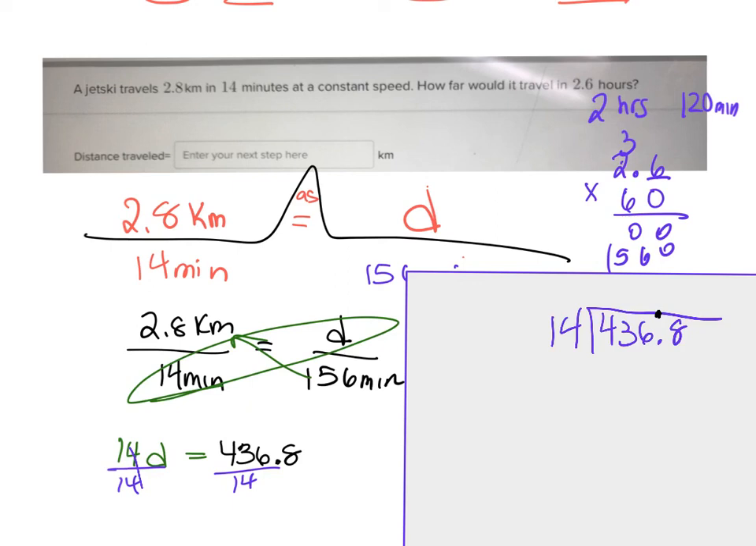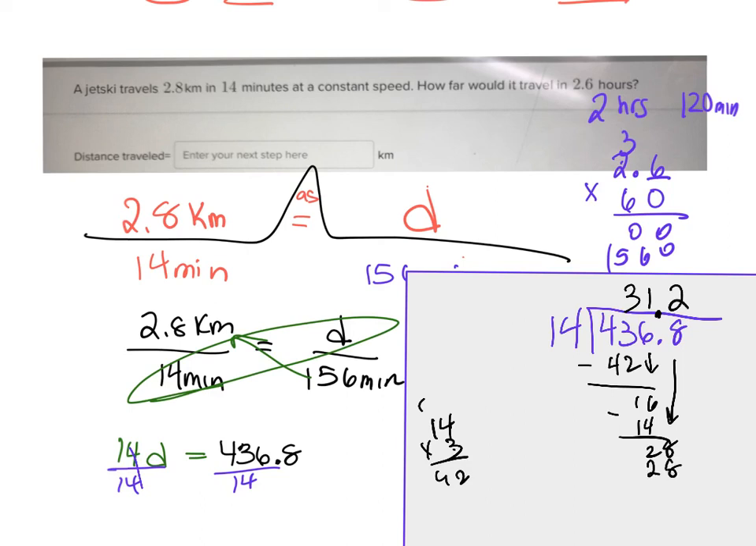And 14 times 3 is 42. 1 left over, bring down the 6 to make 16. 14 goes into 16 once, with 2 left over, bring down the 8, and 14 goes into 28 twice, with 0 left over. So the answer is 31.2 kilometers.